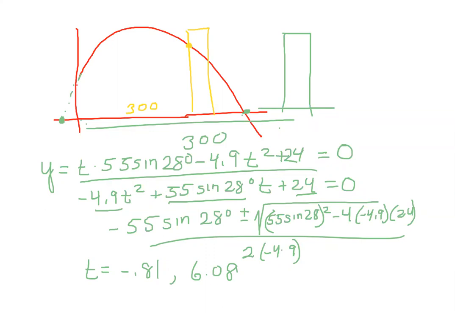So that it hits the ground before it reaches the building? Or is it more than 300, like this one, so it would hit the building before it hits the ground? So we need the horizontal distance, so I'm just going to do it up here. X equals at 6.08 seconds.